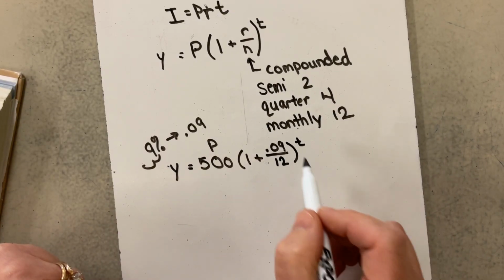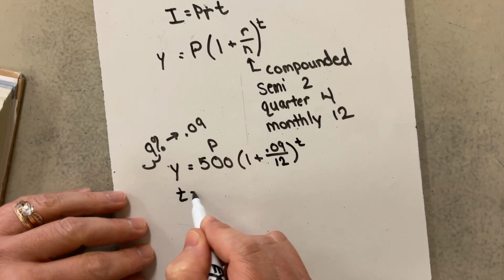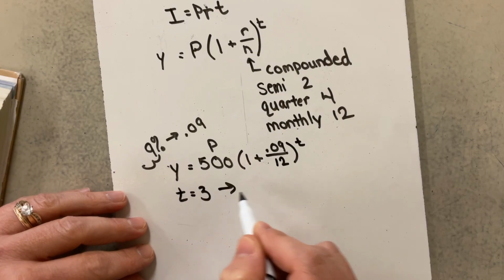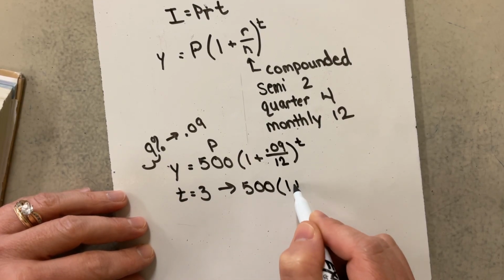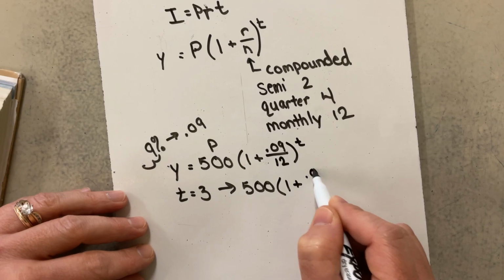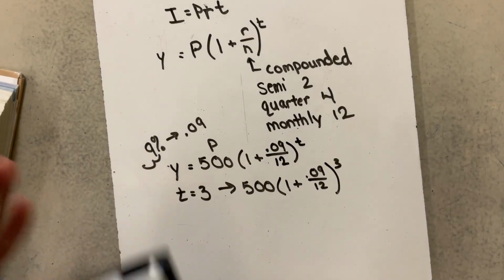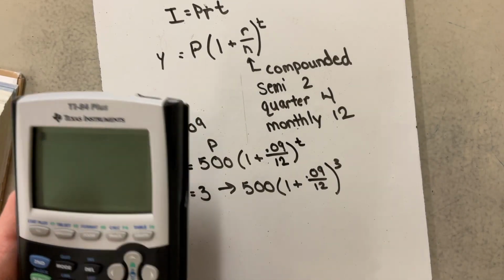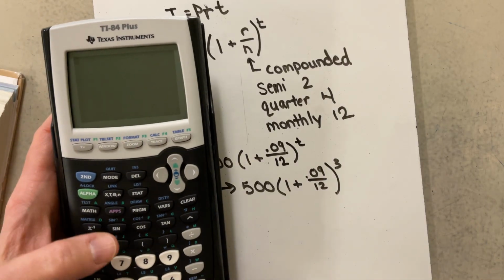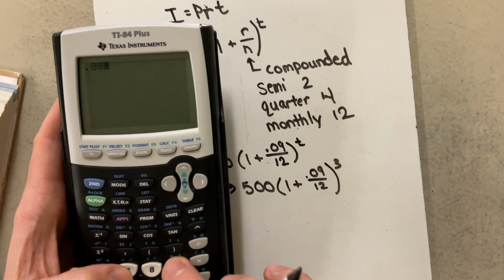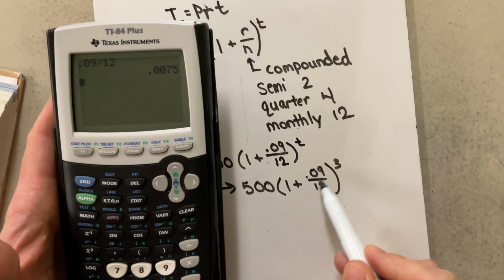Okay. Now, we could easily go back and figure this. So let's say T equals 3. So let me walk you through how to do this. So 500, I'm just going to leave this as 1 plus 0.09 over 12, but we're going to put in a T of 3. All right, here we go. Ready? So we're going to first start inside your parentheses, PEMDAS. So we're going to take 0.09 divided by 12, and I'm going to go ahead and hit enter.